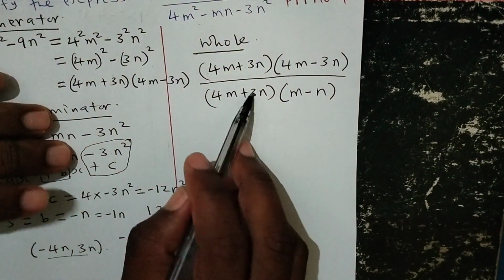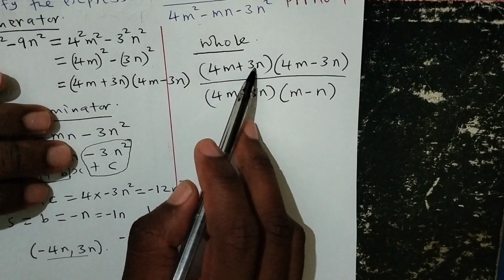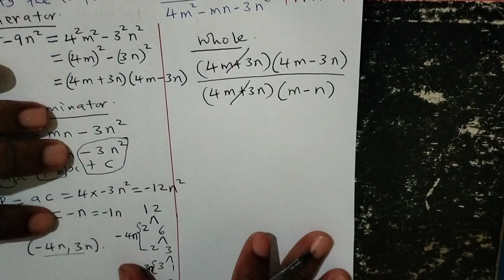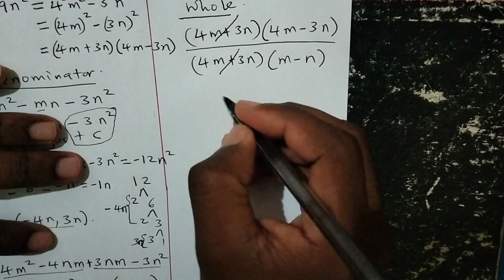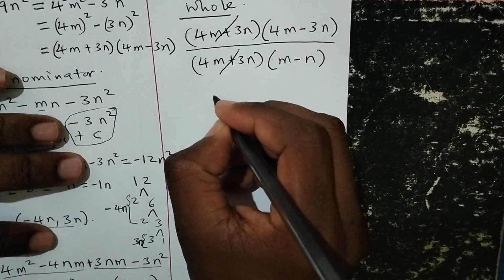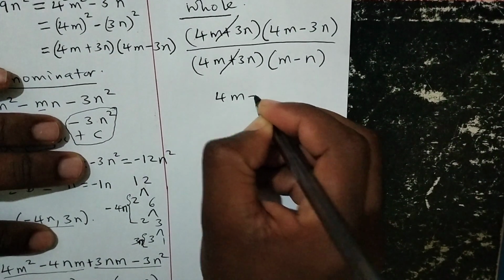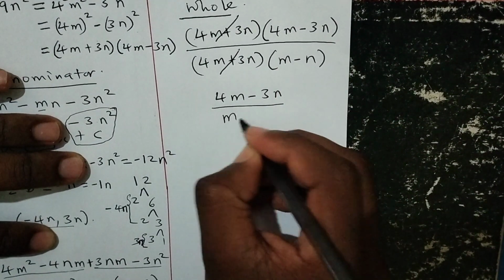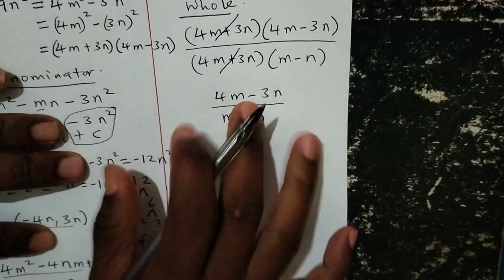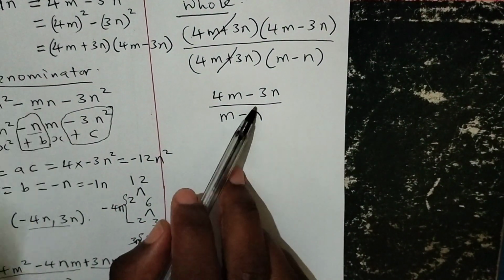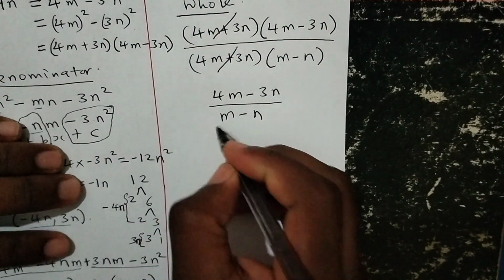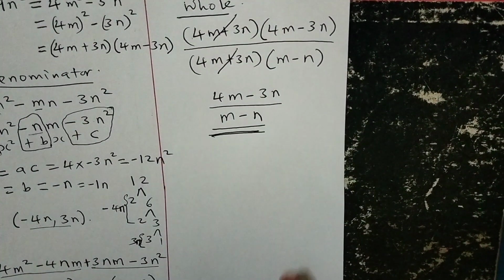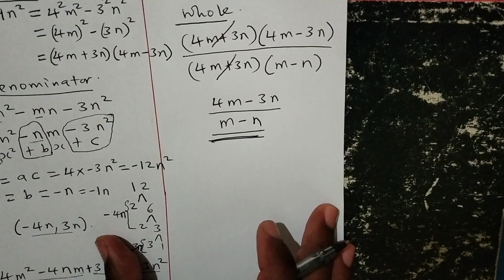You can see 4m plus 3n. We also have 4m plus 3n on the numerator. So these and these will actually cancel out. So the final answer would remain to be, on the numerator, I still have 4m minus 3n, then divided by, on the denominator, I have m minus n. So these terms cannot be simplified beyond this particular level. Therefore, this will be the final answer. That is the simplification of the given expression.